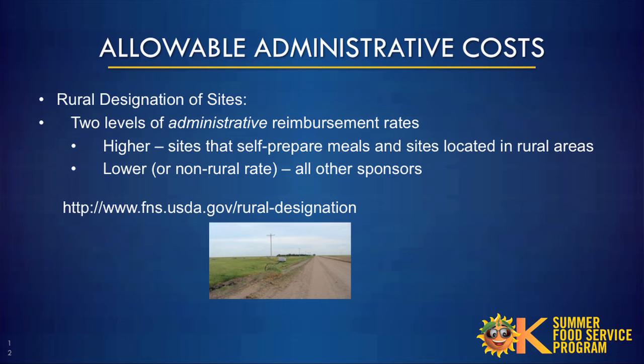Therefore, additional administrative reimbursement is provided to sponsors who serve meals at rural sites and for self-prepared meals. The link at the bottom of this slide is for the FNS Rural Designation Mapper. Using this site address, sponsors can determine if a site may be designated as rural for purposes of the SFSP.